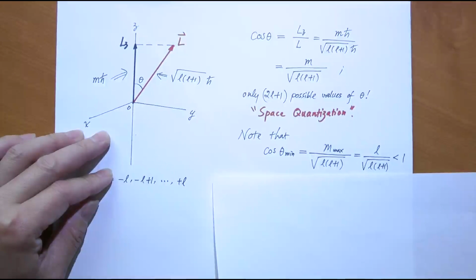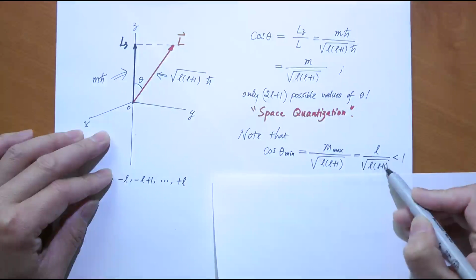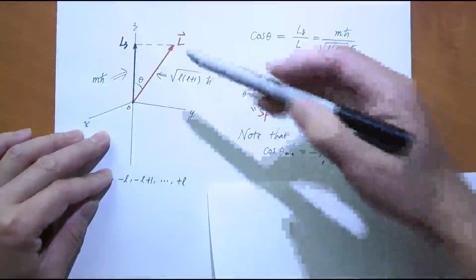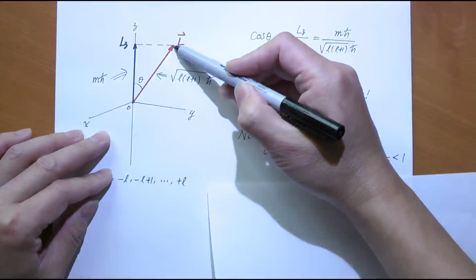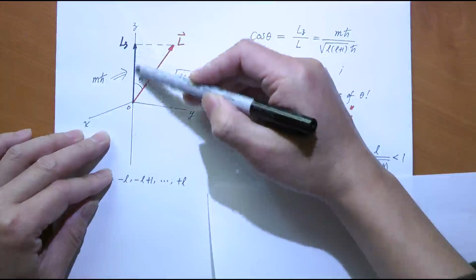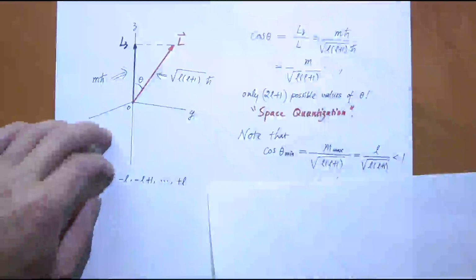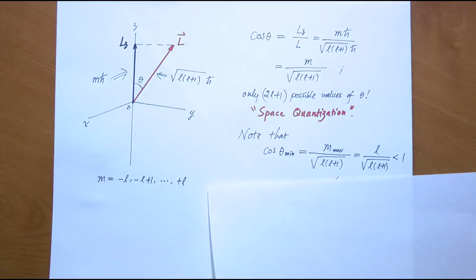Why is that important? Because let's consider if that were not the case. If you do not have that plus 1 here, so that cosine theta minimum equals 1, so theta minimum equals 0, then this L, again, only has a z component. It's completely on the z-axis. So what is Lx? What is Ly? They're both equal to 0, right? So when you try to measure the x and y components of L, you're going to get 0 and 0 all the time. And when you measure the z component, you only get one value, which is m h bar. It's m equals L in this case.